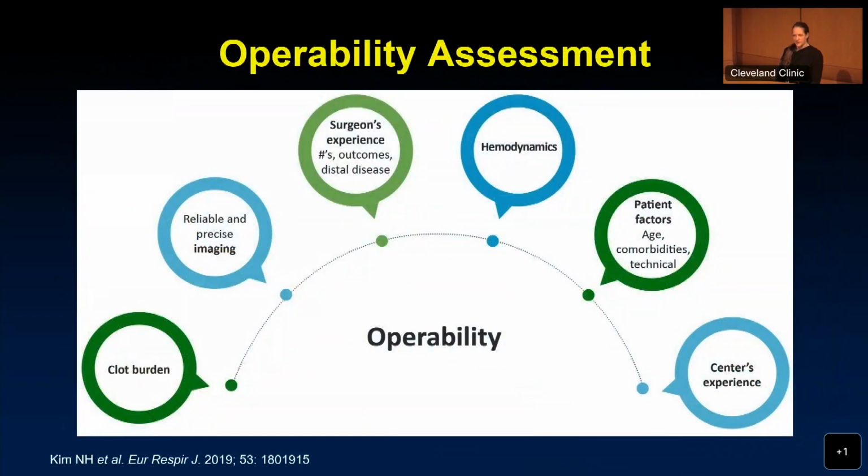Operability assessment is where Gustavo and I spend a lot of our time. You need high quality imaging, you need an excellent group of surgeons, you need hemodynamics that fit the profile, you need patients that don't have comorbidities that are going to make it higher risk, and center experience is extremely important when you're taking into account operability assessment.